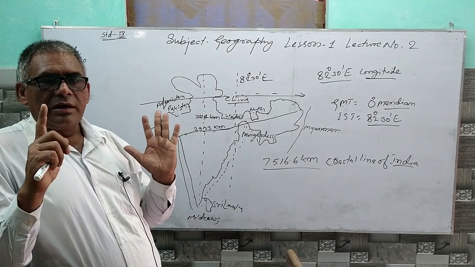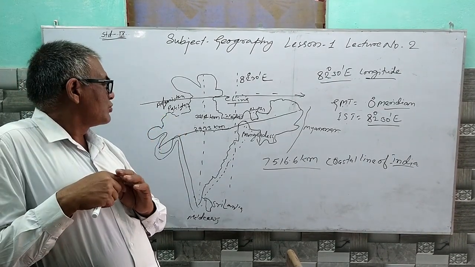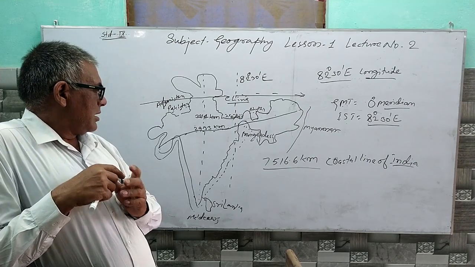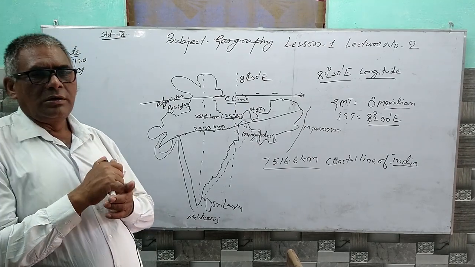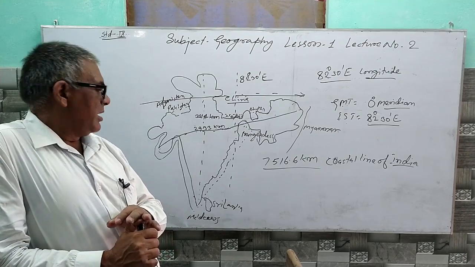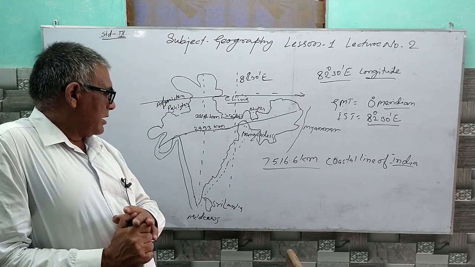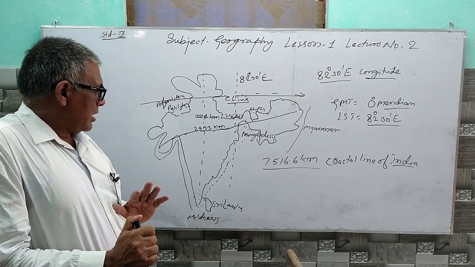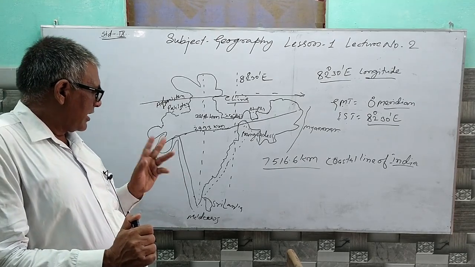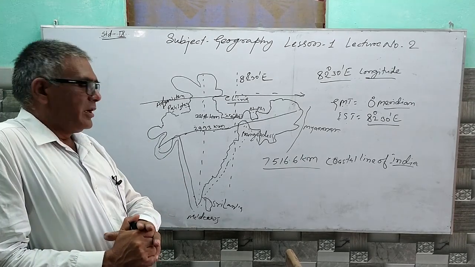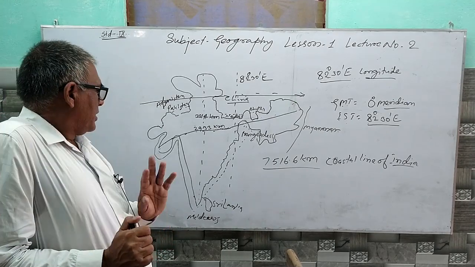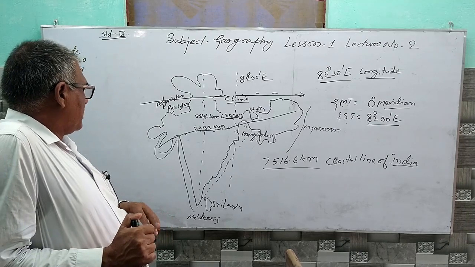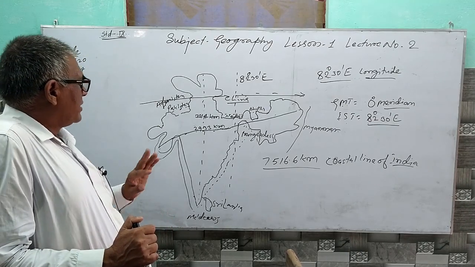As you have learnt in history books, the first foreigner who visited India was Vasco da Gama, who arrived on the coastline of Calicut in 1498.